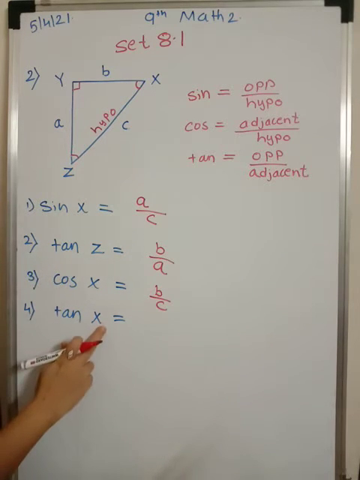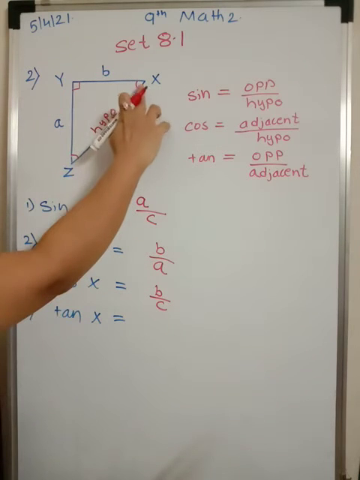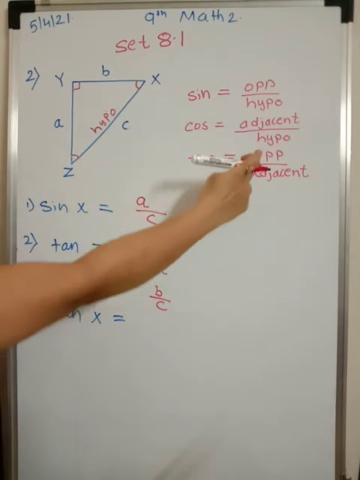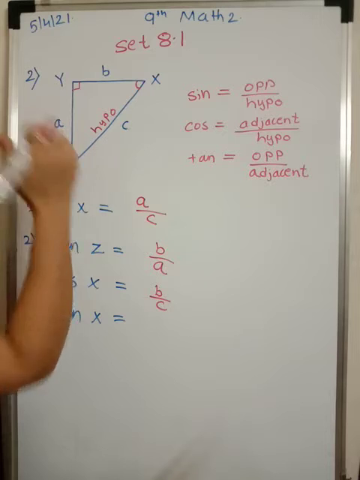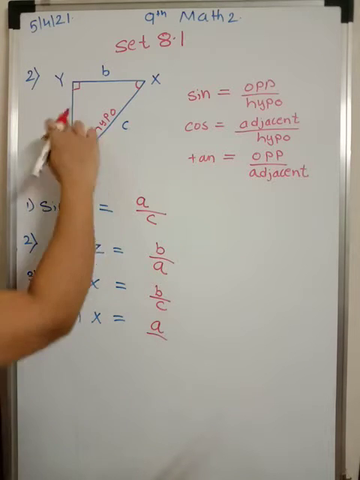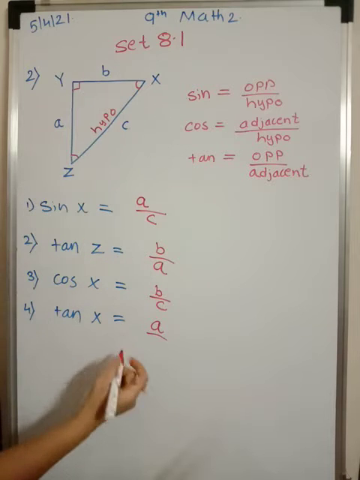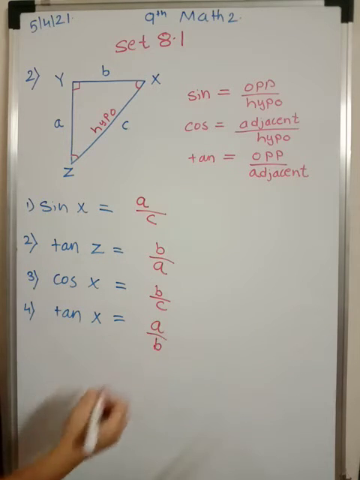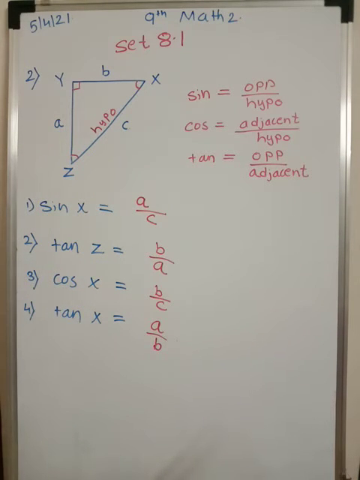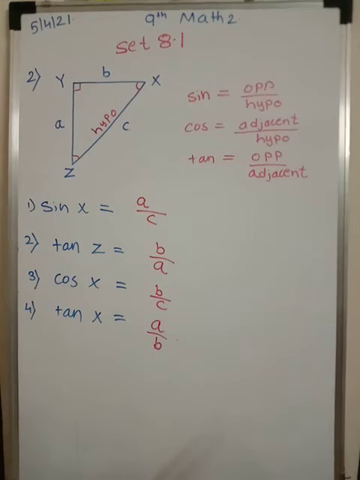And tan of x. Where is x here? Tan is opposite upon adjacent. Opposite to this is A, and C is the hypotenuse, so leave it. The other adjacent side is B. So A upon B. Have you understood? Isn't it easy? First of all you mark, and then write the ratios. It is very easy for you to understand.